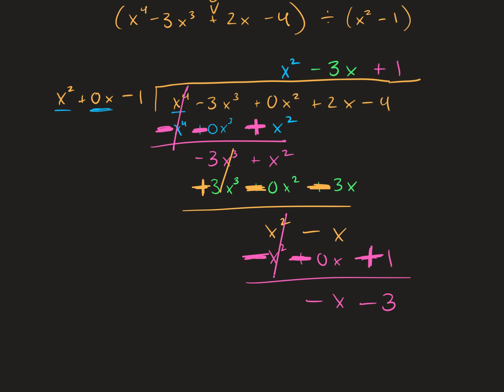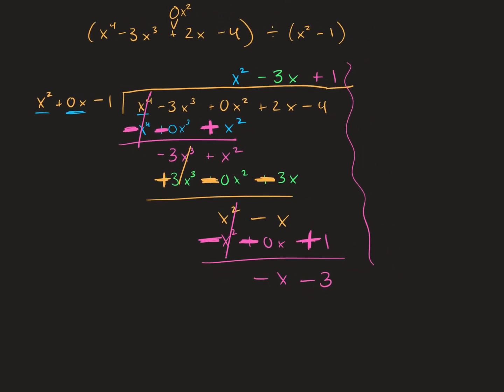Next, we would divide. Can I divide negative x by x squared? No. Once the part that you're dividing into has fewer x's than your divisor, you're done. We also ran out of numbers here. Once we finish with our constant, the rest of it is going to be our remainder. So this whole part is our remainder. Remainder, negative x minus 3.